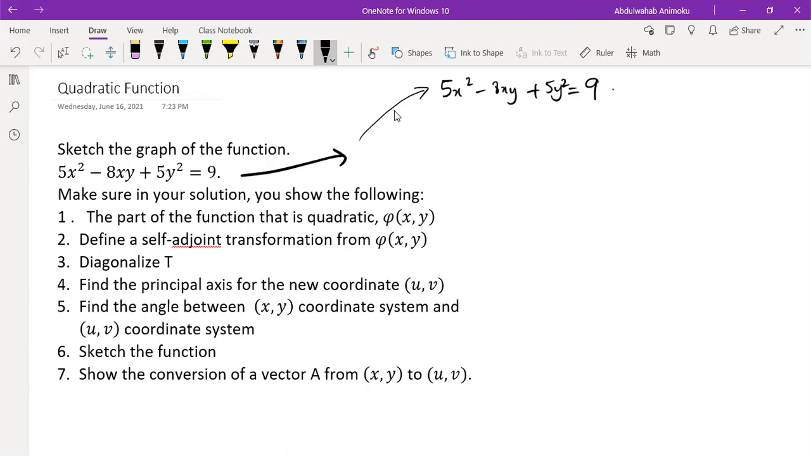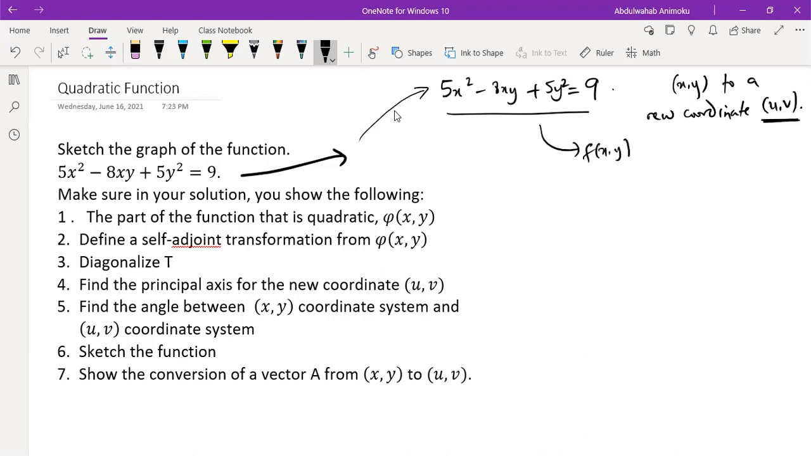We're going to shift from XY coordinates to new coordinates UV, and then we sketch the graph. So we transform this function, which we call phi in one way or another, instead of a function of xy, into a function of UV. Then we sketch this one, which inadvertently tells us the sketch of the same function. This is the idea we're going to use in this particular problem. So let's just get right into it.